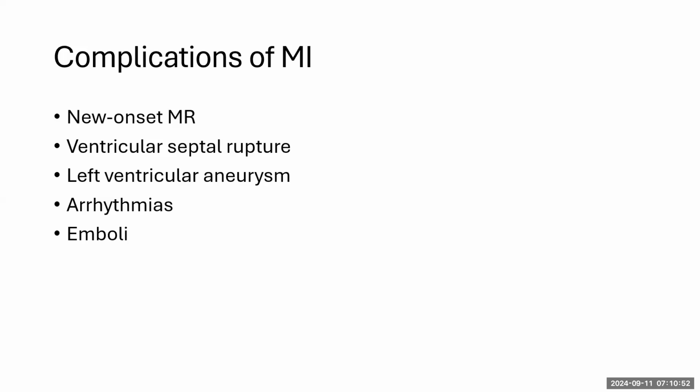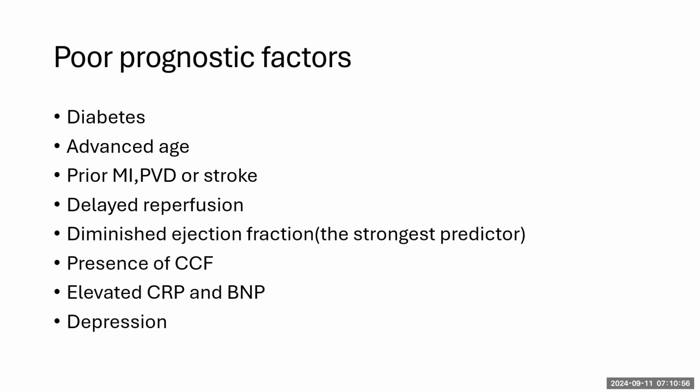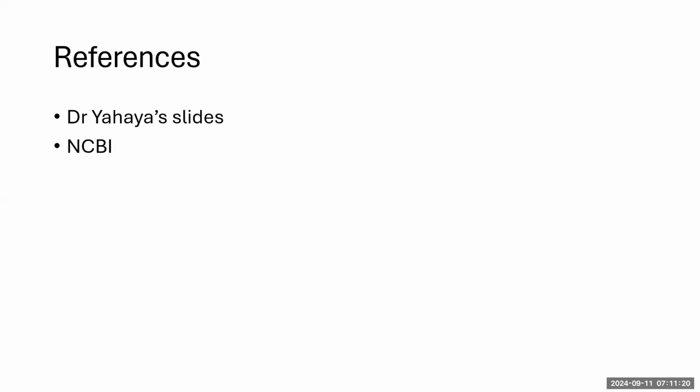These patients can have arrhythmias and emboli. The poor prognostic factors are diabetes, which this patient has, advanced age, the patient is 53 years old, prior MI, peripheral vascular disease or stroke, delayed reperfusion, diminished ejection fraction, which is the strongest predictor of poor prognosis, and the presence of CCF, elevated CRP, BNP, and depression. Thank you.